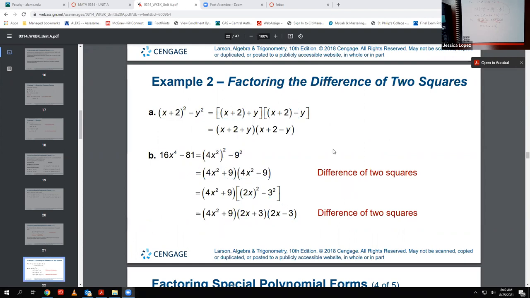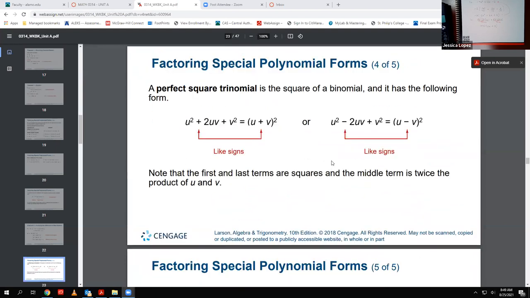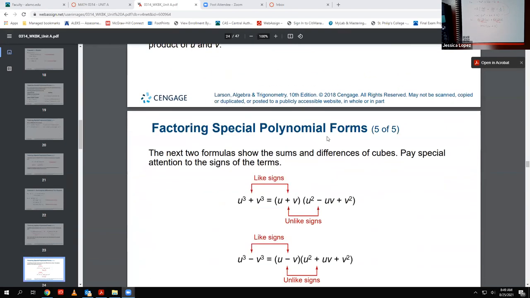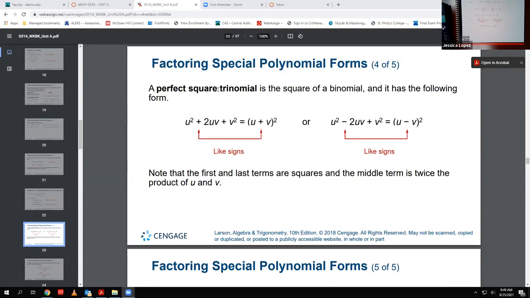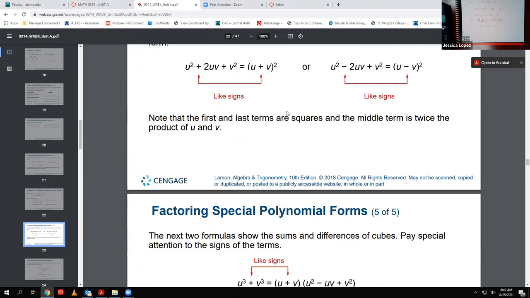Okay, let me go down here. So this one was talking about that perfect square stuff. I'm gonna skip through this slide because, like I mentioned, I don't necessarily use this formula when it comes to trinomials. I use that AC method. So I'm gonna skip over that slide.